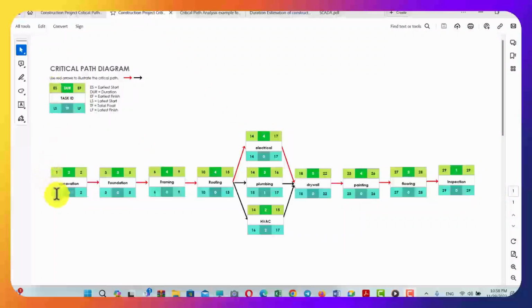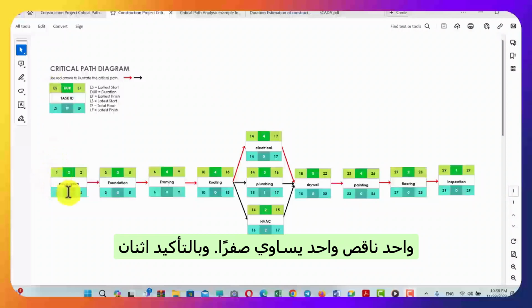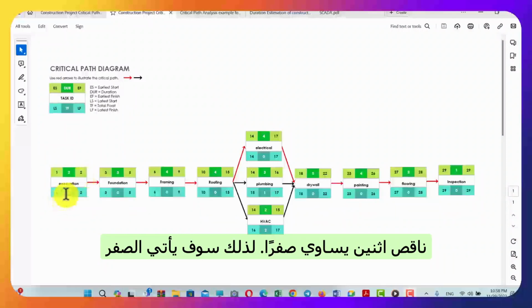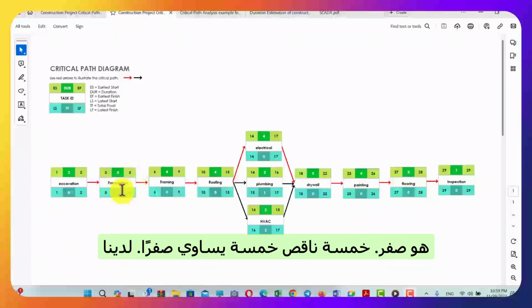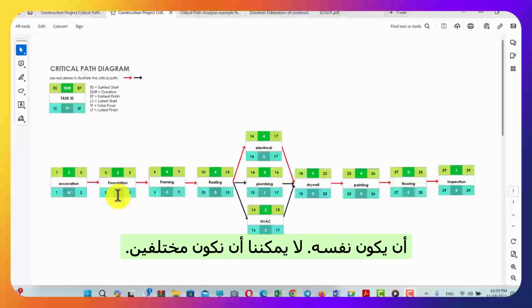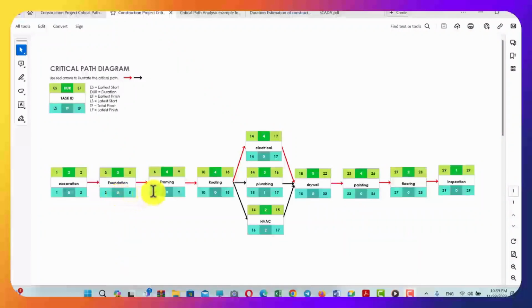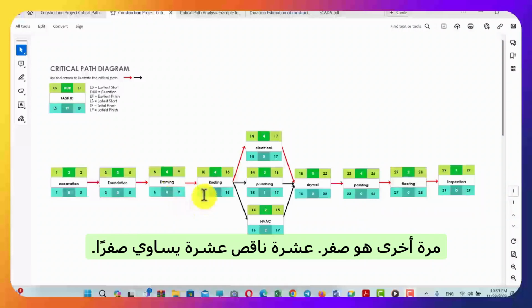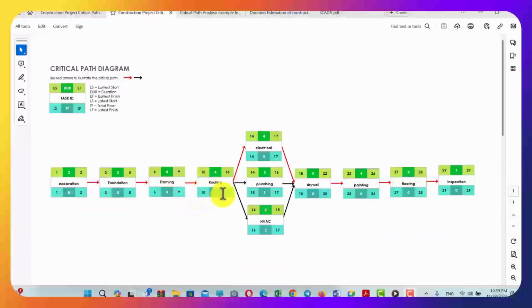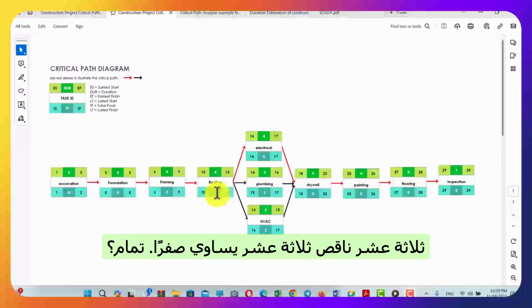Let's see what happens here. 1 minus 1 is 0, and certainly 2 minus 2 is 0. So 0 will come here. 3 minus 3 is 0. So this is 0. 5 minus 5 is 0. They have to be the same. They cannot be different. 6 minus 6 is 0. 9 minus 9, again it's 0. 10 minus 10 is 0. 13 minus 13 is 0.